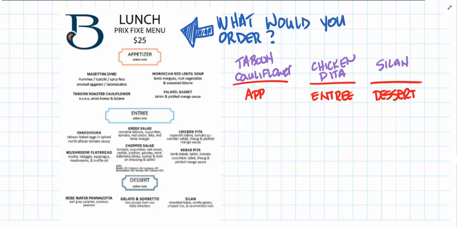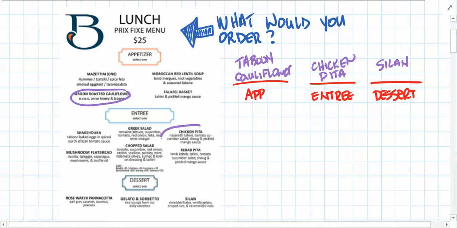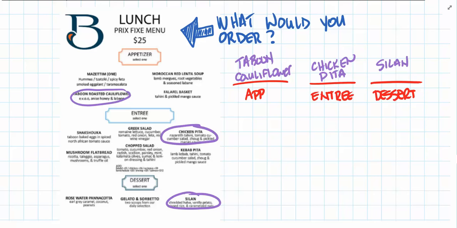I want you to look at it as best you can and write down what you would pick. Okay, here's what I would pick. For my appetizer, I would get the roasted cauliflower, for my entree I would use the chicken pita, and for my dessert, I would get the salon. So the question I have for you is twofold. One, did you pick the same exact meal as me? Maybe, maybe not.